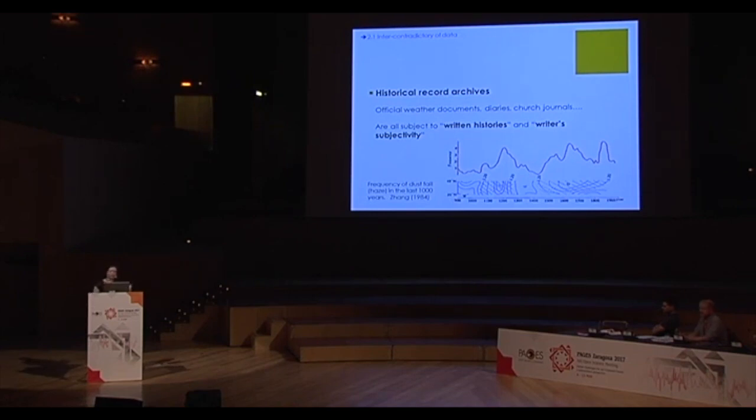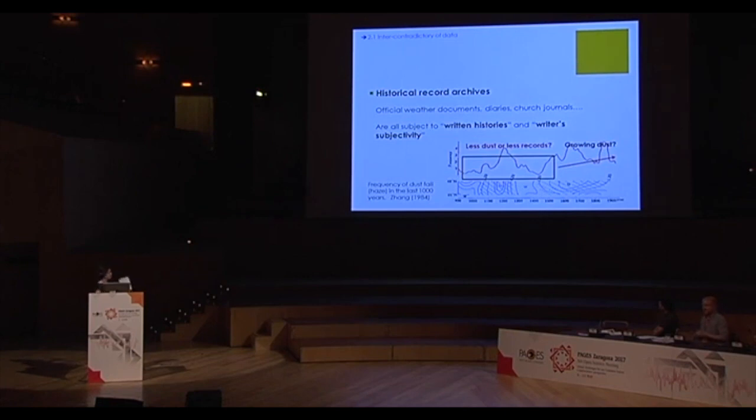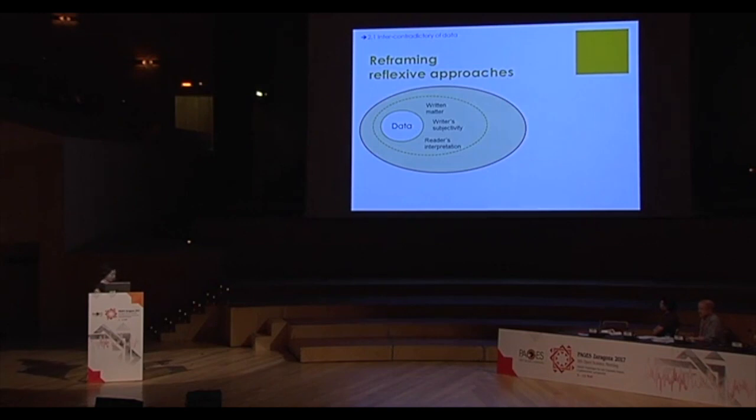So let's use this diagram as an example. The red curve shows the dust fall in the past 1,000 years. As you can see, very briefly, there is a growing dust trend after the 16th century. So is that really a growing dust, or is it a lower frequency of the dust? Does that mean less dust or just fewer records? As a researcher conducting this kind of research work, you need to be very careful about what your data is telling you.